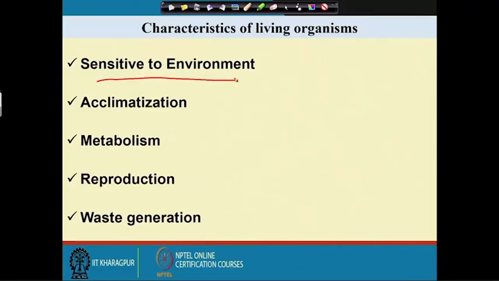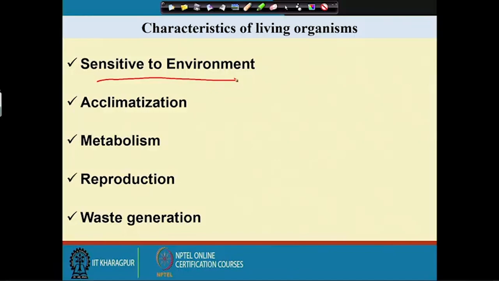The first thing with this system is that they are very sensitive to the environment. I can give the example that we are also living beings, and if we increase the temperature of the room to 45 degree centigrade or 50 degree centigrade, we cannot stay here. Immediately we'll try to go out of the room. Similarly, the same thing happens with microorganisms. They are very sensitive to the temperature, sensitive to the pH, sensitive to the environmental conditions. So this is one very important property of the living system.